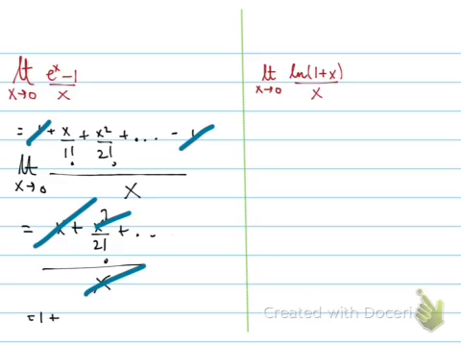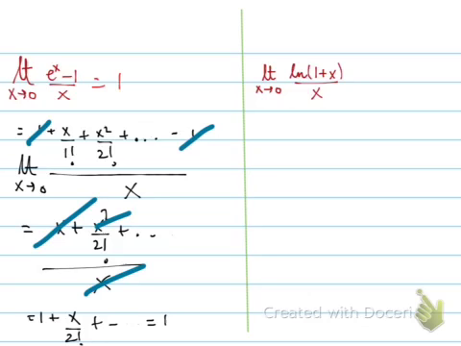plus x upon 2 factorial and so on, and when you put x equal to 0 I get equal to 1. So we have got that this limit is equal to 1. Okay, now let's talk about this limit.